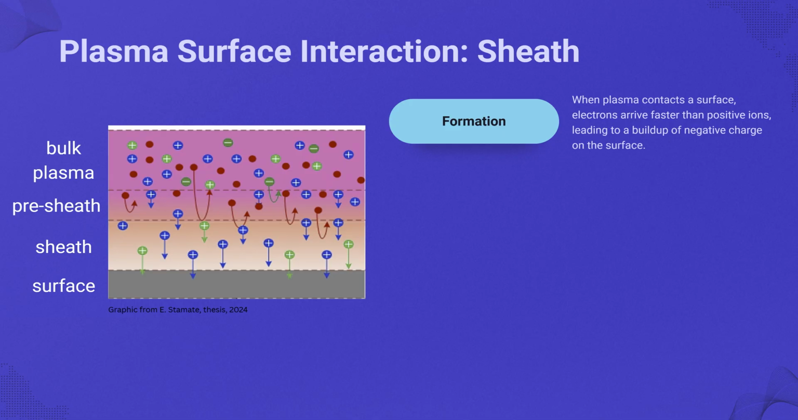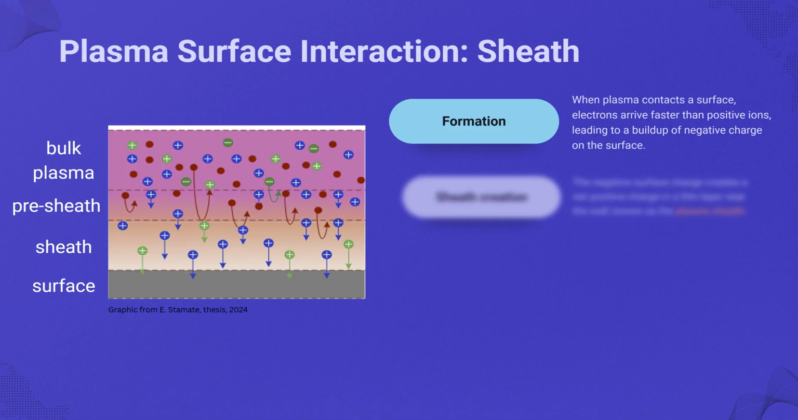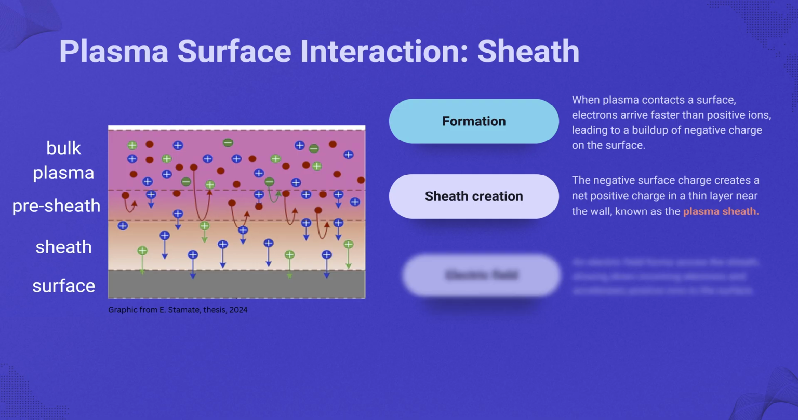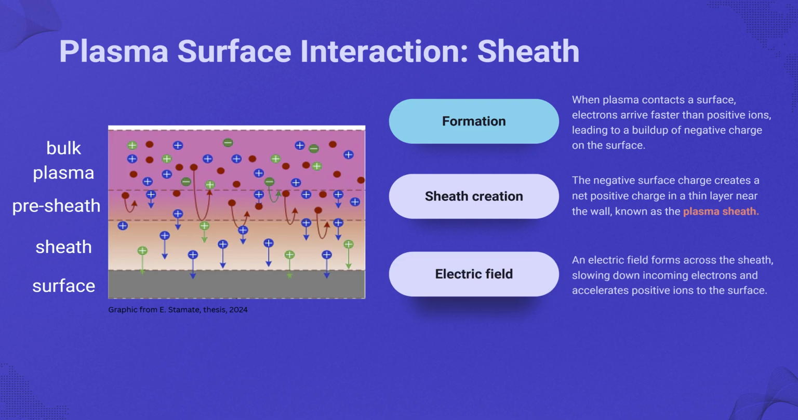If the metal is isolated, the electrons accumulate on the surface and the metal becomes negatively charged. This leaves a thin layer of positive charge behind, creating what we call the plasma sheath. An electric field forms across this sheath, slowing down the electrons and attracting positive ions towards the surface. This field adjusts until it reaches equilibrium, where the total current to the surface is zero.